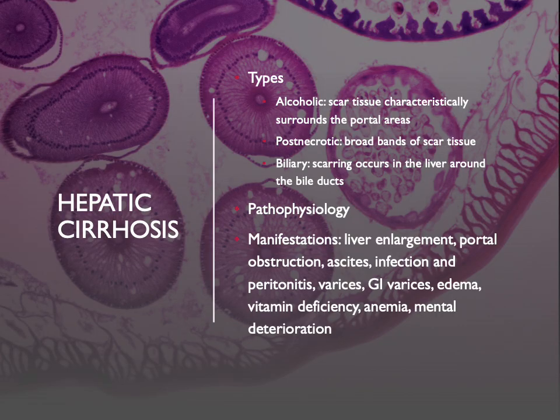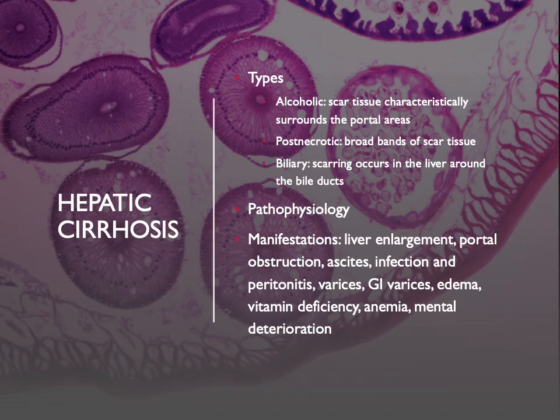Hepatic cirrhosis, again, we talked about this a little bit, but alcoholic scar tissue characteristically surrounds the portal areas. Post necrotic, we can have scar tissue, and then biliary scarring occurs around the liver and bile ducts. Let's talk a little bit about pathophysiology and manifestation. It's a chronic disease characterized by the replacement of normal liver cells with fibrosis or scar tissue. So basically normal liver cells are replaced by scarred liver cells that are sclerosed or cirrhosed.